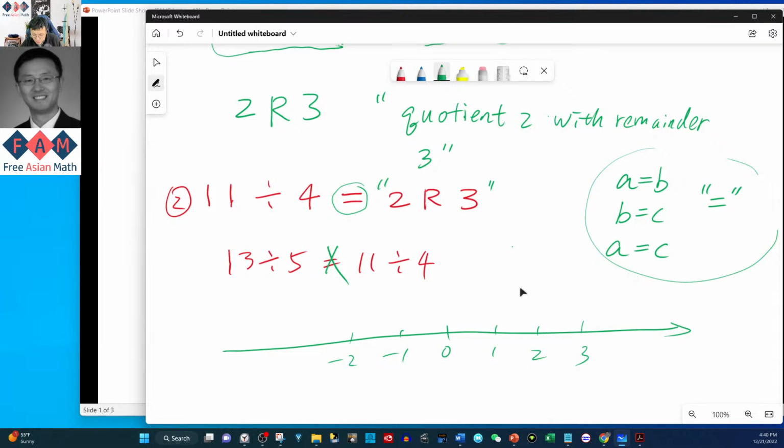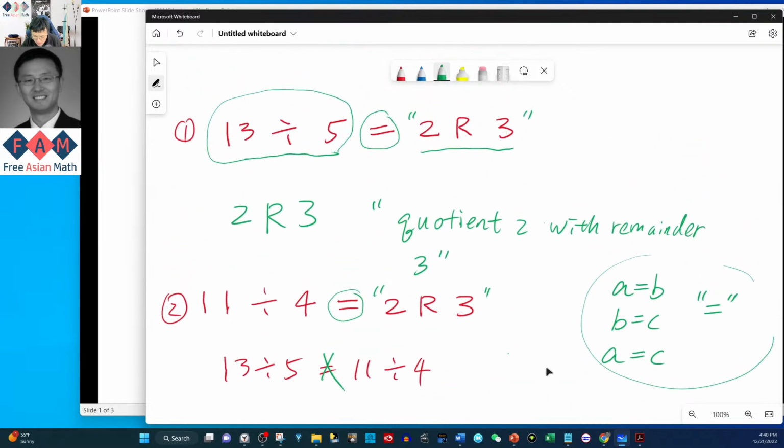So, as a result, this is not something we wanted, because this really represents two numbers, right? One is 2, one is 3. A quotient and a remainder, that's two numbers. And this result, a quotient with a remainder, cannot be our expected result for such an arithmetic operation.